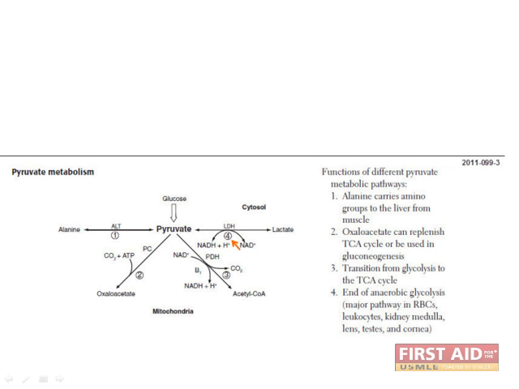This reaction provides additional NAD+, so that glycolysis can continue to produce ATP, and anaerobic ATP production is the major pathway in red blood cells, leukocytes, the kidney medulla, the lens of the eye, testes, and the cornea.